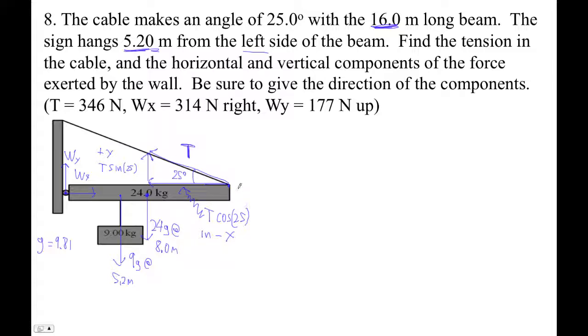Now we're going to set up 3 equations. This is so exciting. For our x equation, it's simple. I've got the wall in the x direction. We know it's probably going to push to the right, minus this part of the tension, so minus T cos 25, and that's got to equal 0. Now let's set up the y direction.